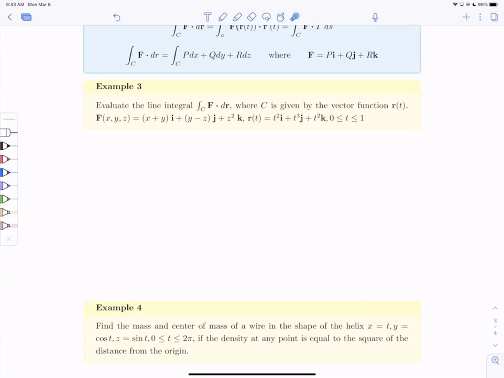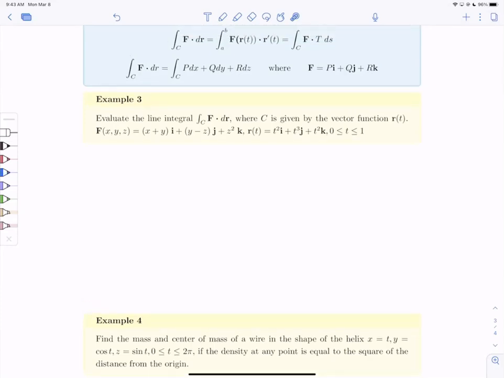Okay, back to this course. Evaluate this, blah blah blah. Okay, so what I'm going to do is use this formula. I'm gonna write f in terms of f of r(t). So let's write f of r(t).